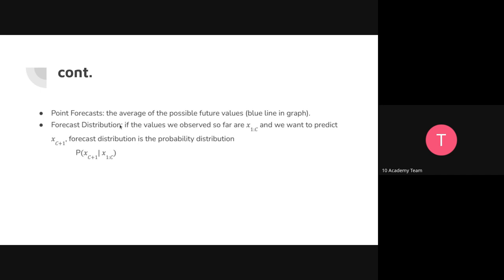Say that I know the values of some variable X from 1 to C. Think about it, the current value. So from 1 to C, I know all of these values, and I want to predict the next value, which is C plus one. Then the forecast distribution is the probability distribution of getting some value of X at C plus one, given that I know this. So this is a conditional probability, if you remember this from last week. So this probability distribution is what's called the forecast distribution. Usually in our models, the output will be a forecast distribution, basically.